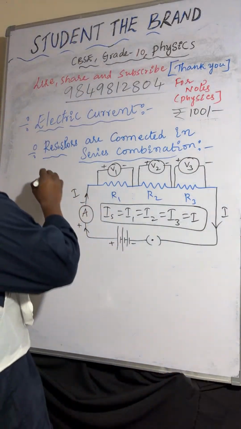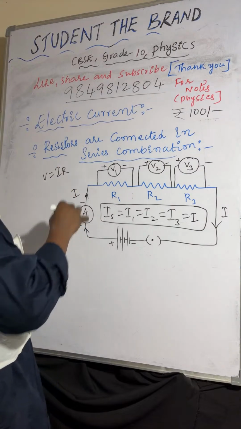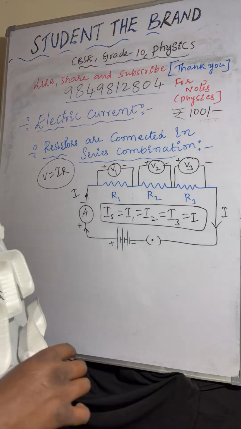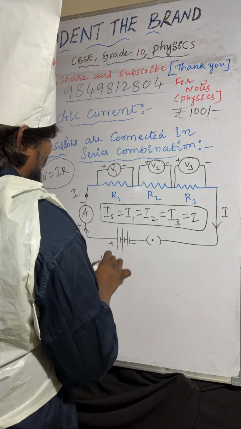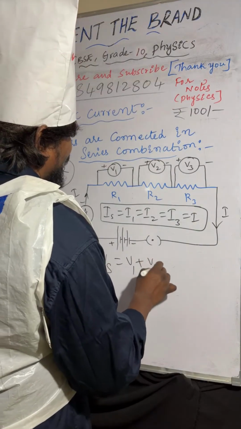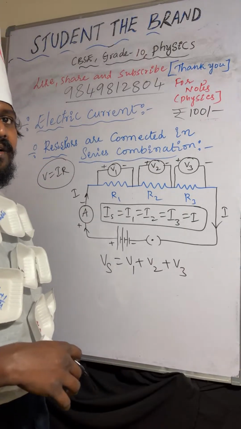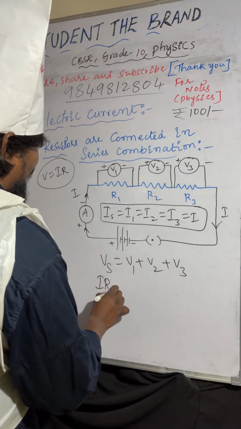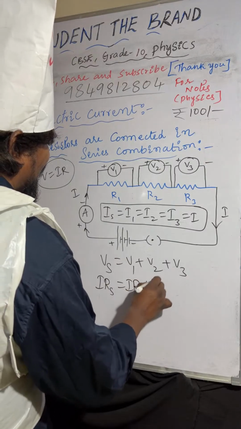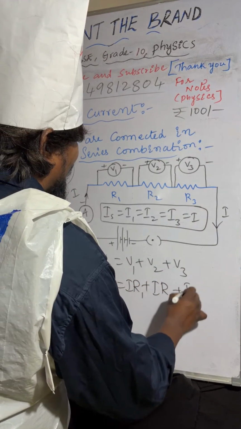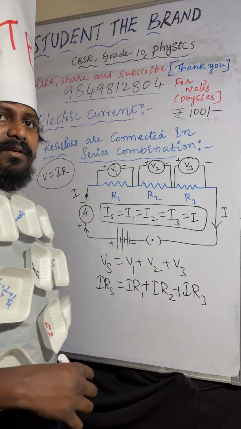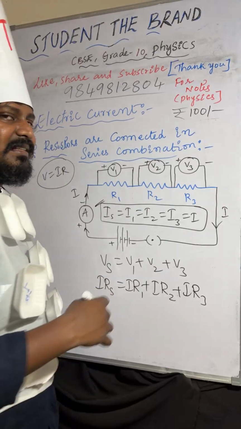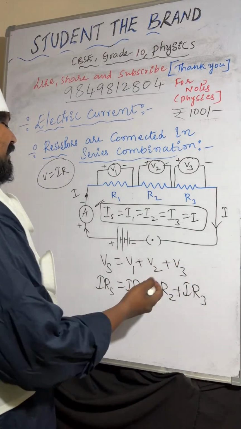Now potential difference, from Ohm's law, V equals IR. Vs equals V1 plus V2 plus V3. Here, IR1, IR2, IR3. Sir, why did you write only I? What about Is, I1, I2, I3? Here I mentioned Is equals I1 equals I2 equals I3 equals I. That's why I'm writing it directly.